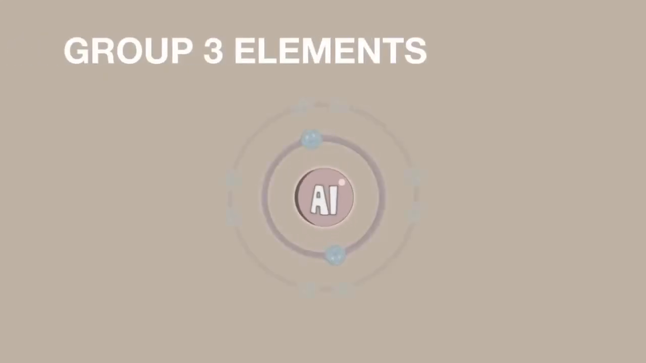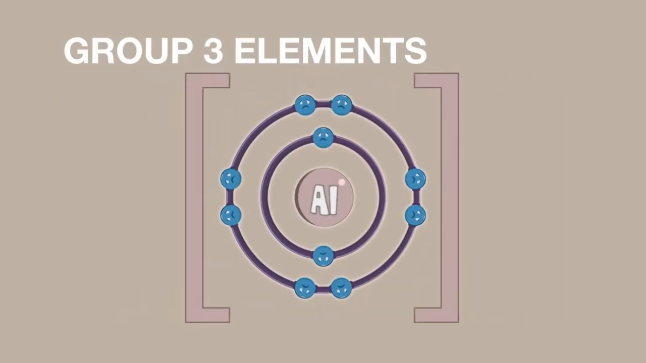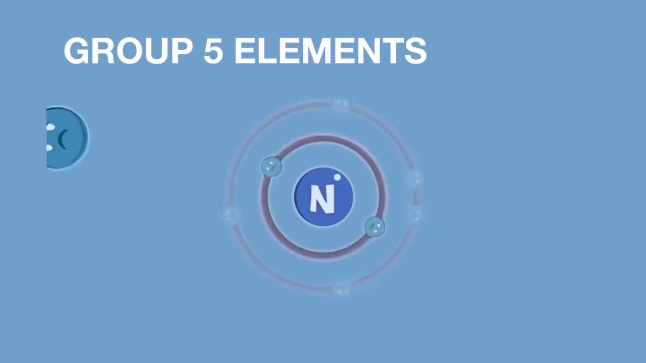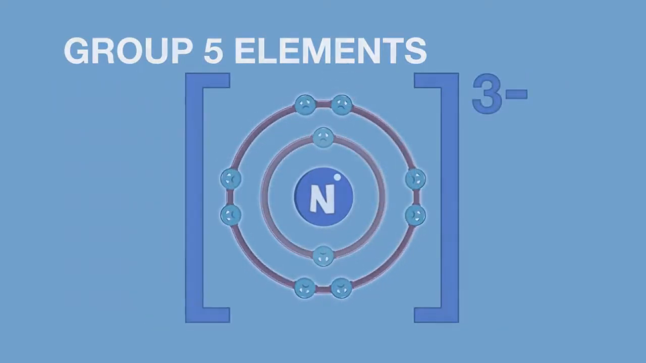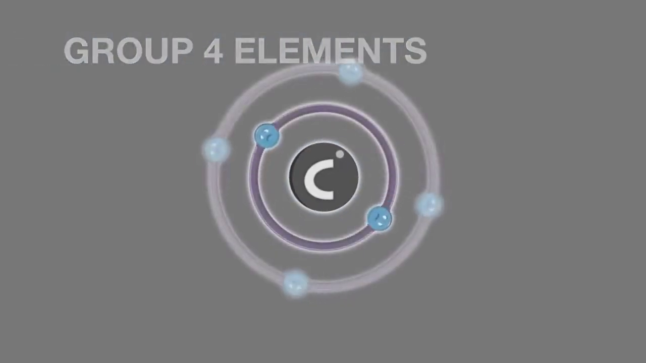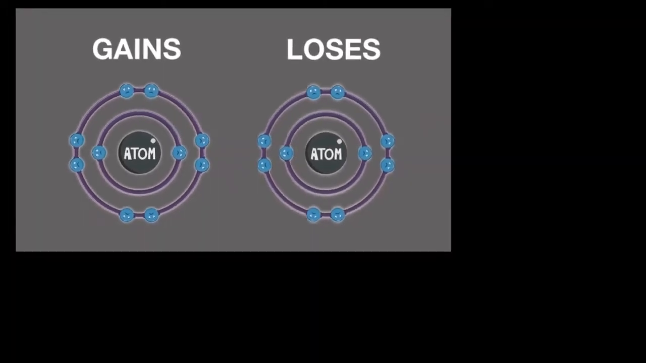Group 3 elements, such as aluminum, lose 3 electrons to form ions with a +3 charge. Group 5 elements, such as nitrogen, gain 3 electrons to form ions with a -3 charge. Group 4 elements, such as carbon, tend to form covalent compounds. Stay tuned.